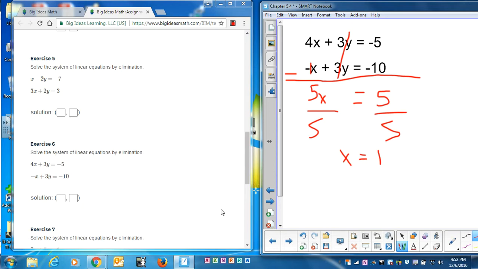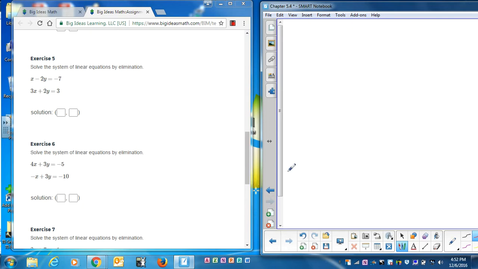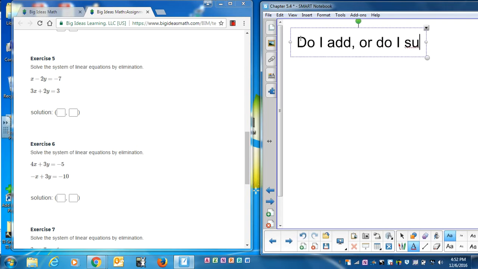Okay, so do I add or do I subtract? Do I add or do I subtract the equations?